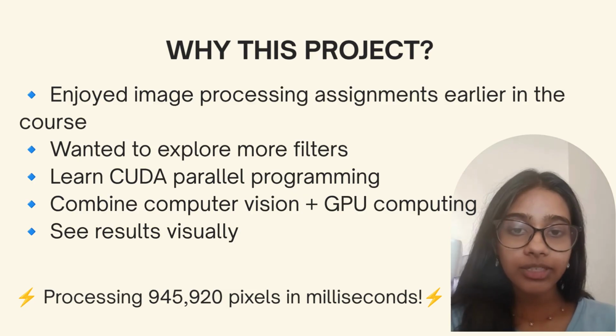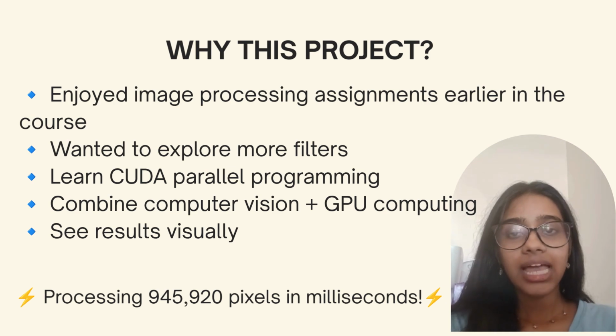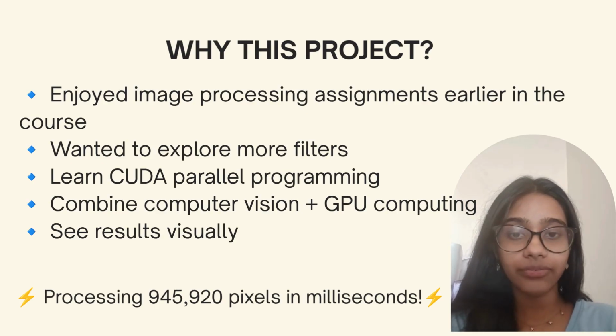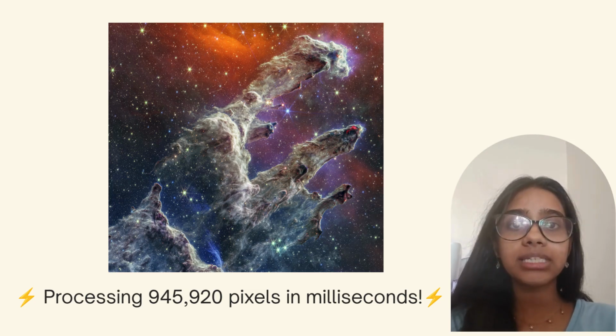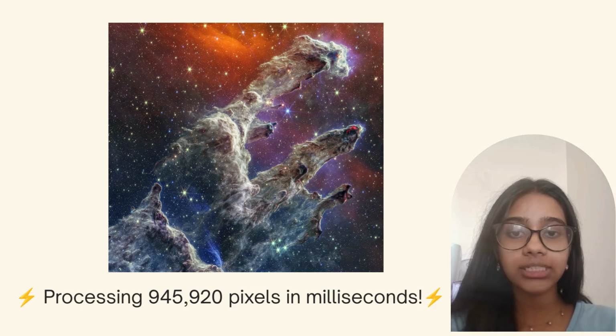I chose this project because I really enjoyed the image processing assignments earlier in the course and wanted to explore more filters while learning CUDA parallel programming. This project combines computer vision with high performance GPU computing, and it's something you can actually see the results of visually. We'll be processing a space image through all four filters, and you will see how the GPU can process nearly a million pixels simultaneously in just milliseconds.